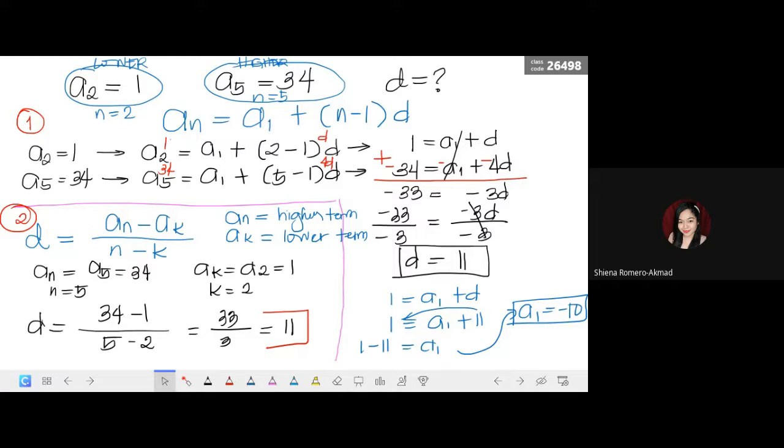Okay, so karamihan sinasabi nila, ma'am, dun po kami sa 2. Of course naman, kahit ako, mas gugustuhin ko yung number 2 para hindi mahirap mag-solve ng difference, right?